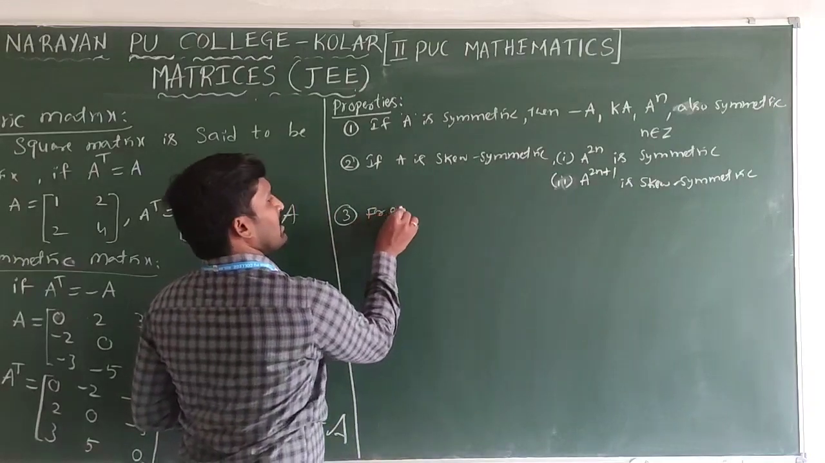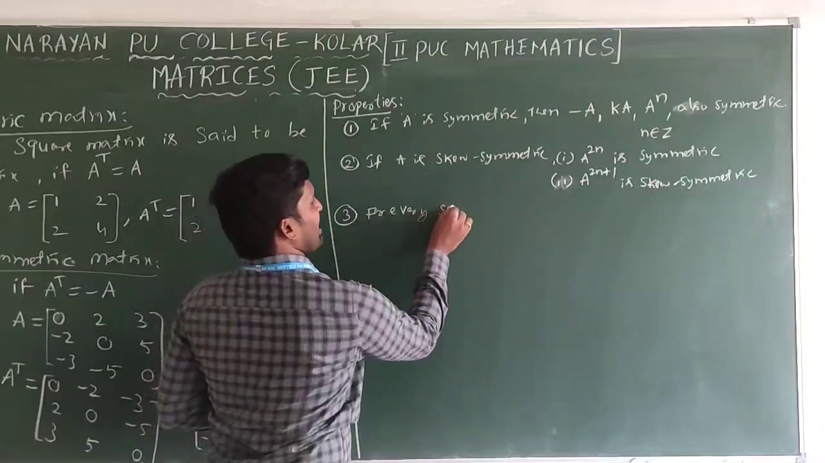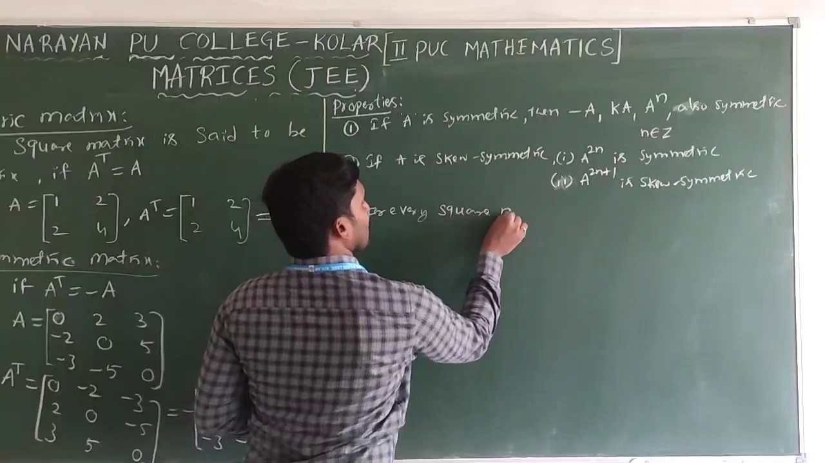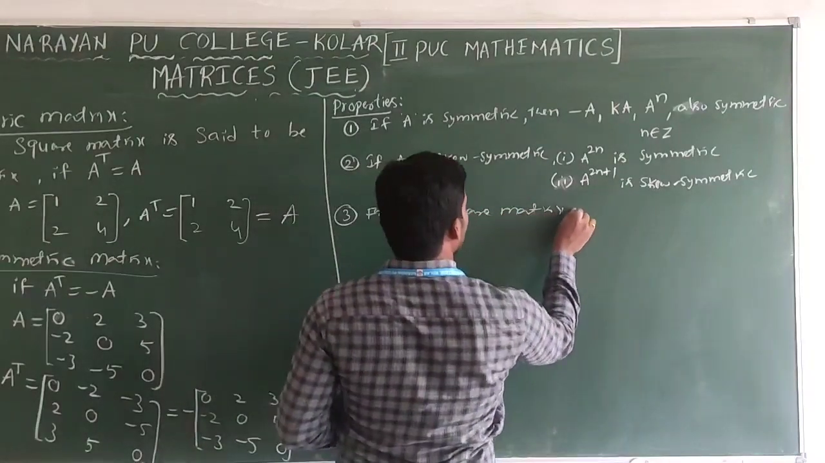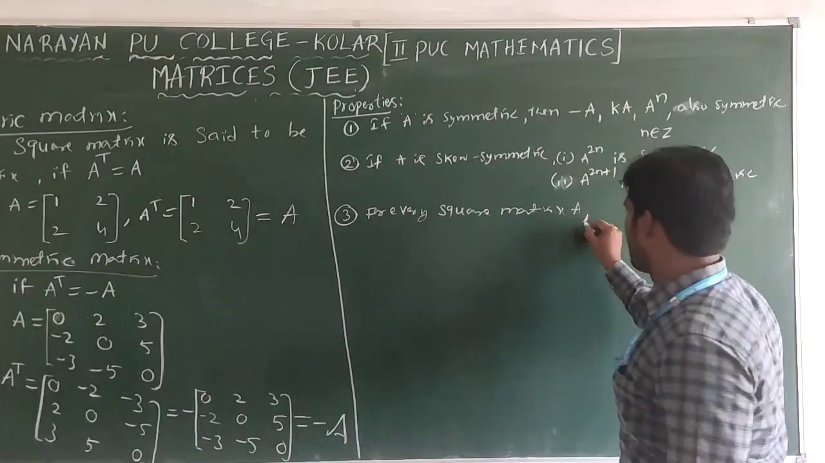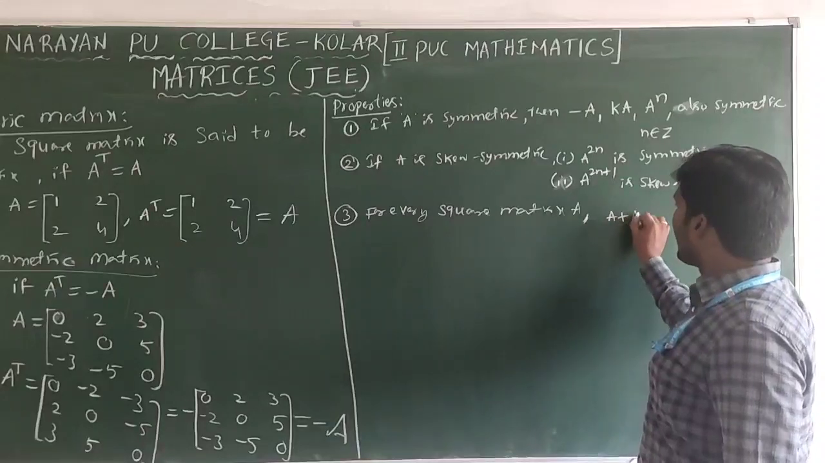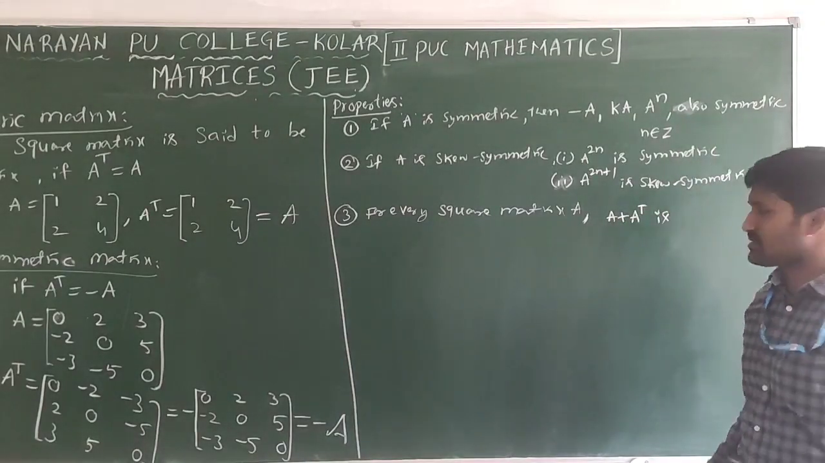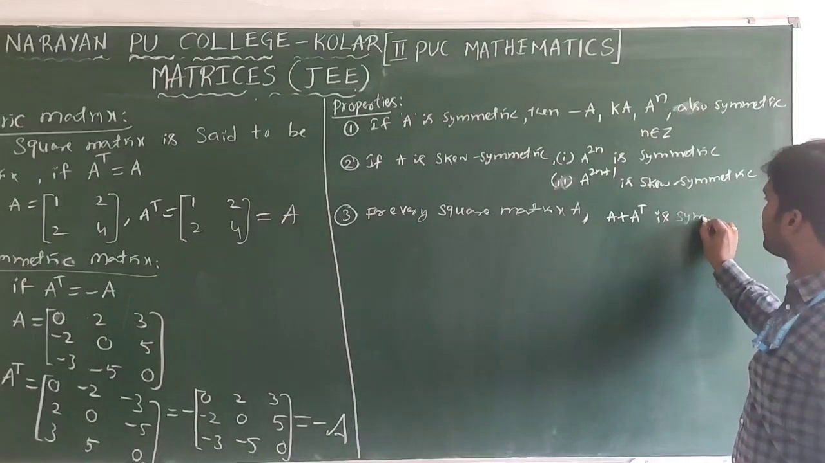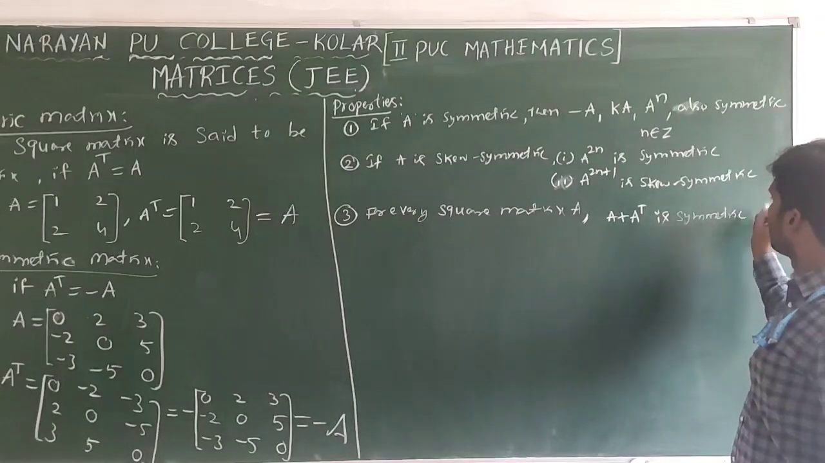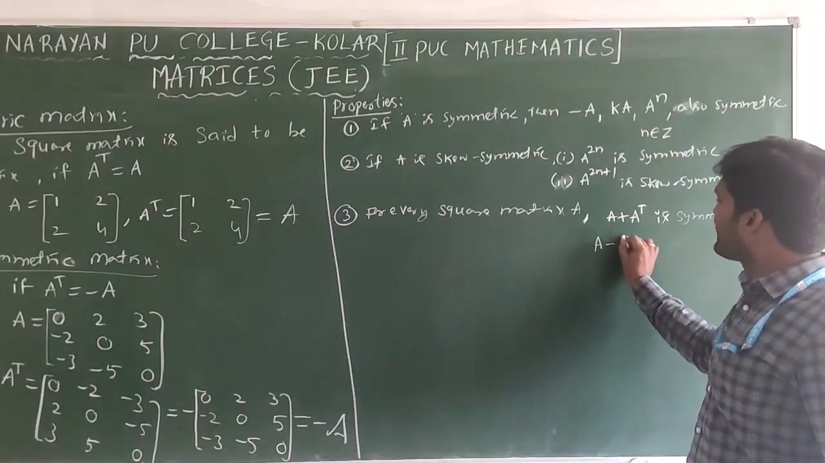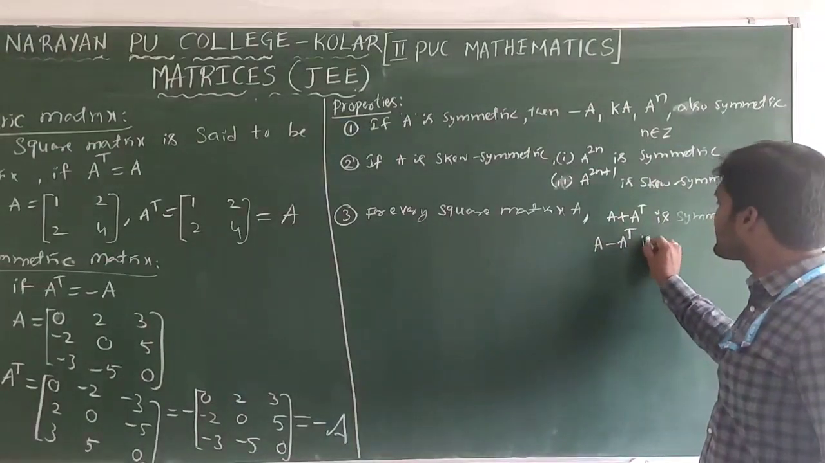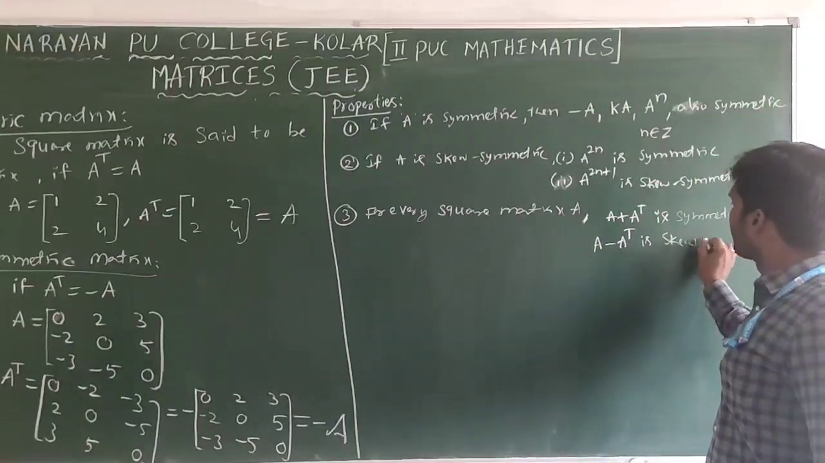Next, for every square matrix A, always A plus A transpose is symmetric, and A minus A transpose is skew symmetric.